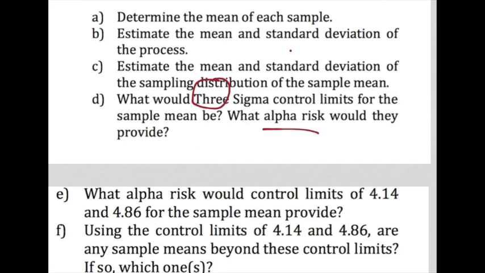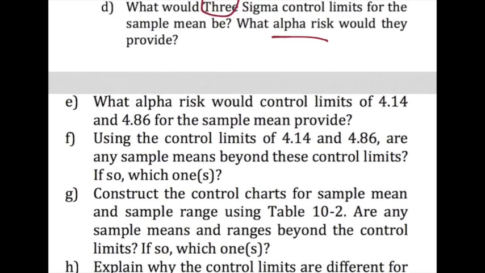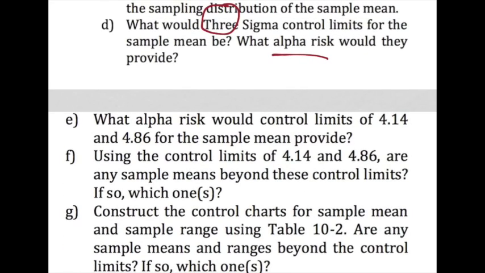Where were we? Let's go back to the question. So we've calculated D, we've got the 3 sigma limits, we got the alpha risk. Now here's question E. What would the alpha risk be if the control limits were not the limits that we calculated, but in fact were the limits that they give us in this question? What alpha risk would control limits 4.14 and 4.86 for the sample mean provide?